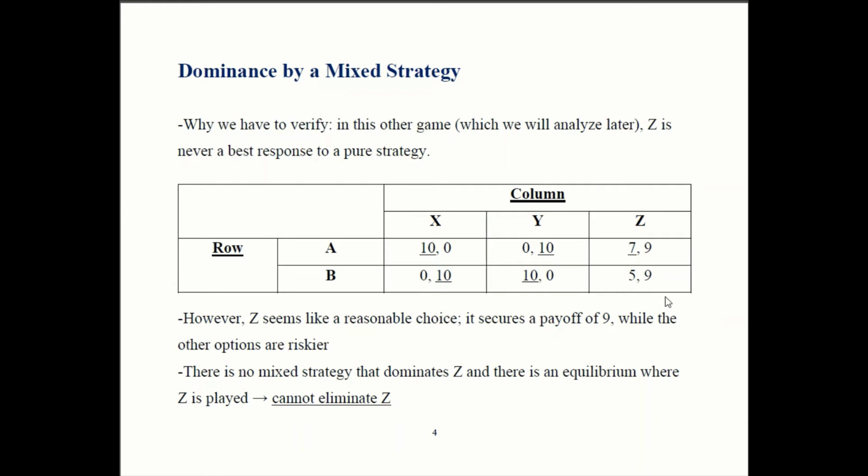Though Z is never a best response, you can't actually eliminate it. And there's an equilibrium where we play Z some of the time. It's part of our randomization mixture. So we'll prove that all later on. I'm just arguing that you can't eliminate a strategy solely because it's never a best response. You've got to do some more work to prove that you can eliminate it, to prove that it is dominated.